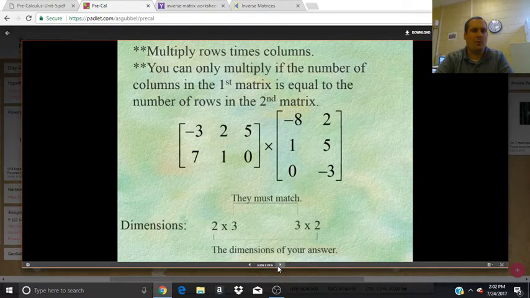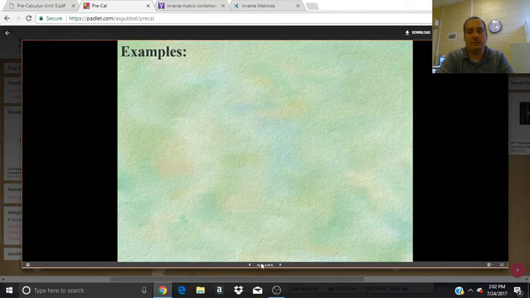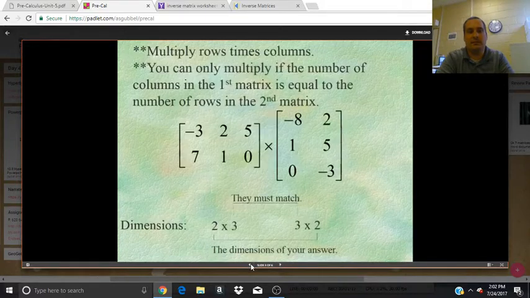Now, when you actually multiply matrices, so for example, this one is a 2 by 3 and a 3 by 2. They must match on the insides. So like a 2 by 3, the 3's on the inside are the same, right? And then the outer ones tell you the dimension of what your answer is going to be. Okay, and if they don't match, then it's undefined. You can't do it.